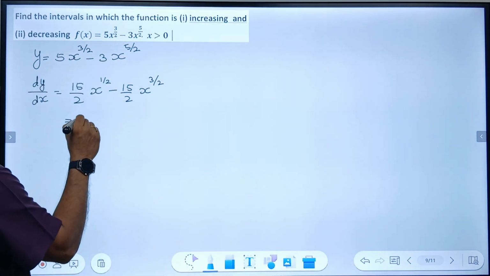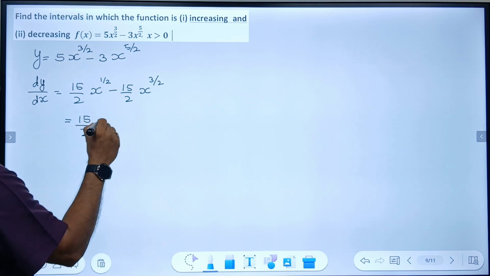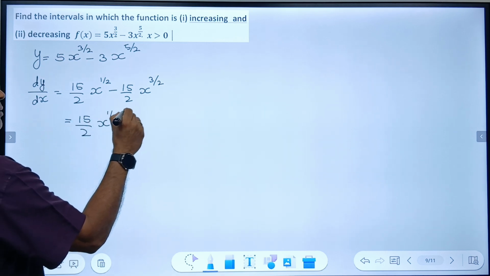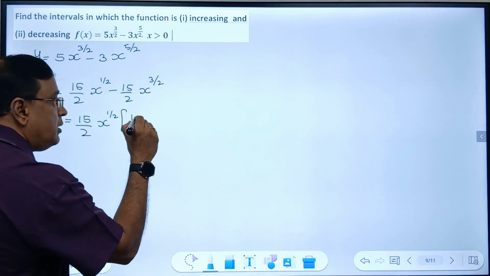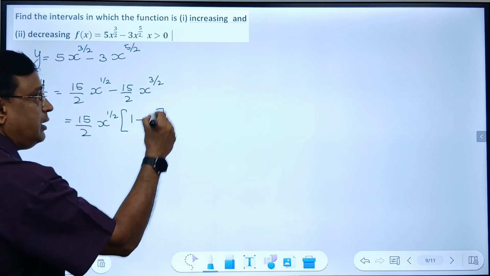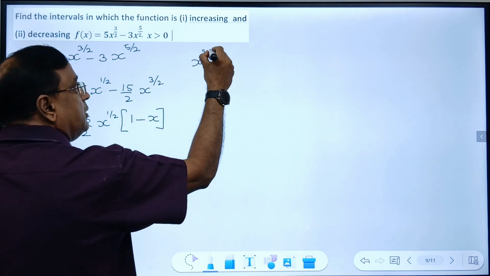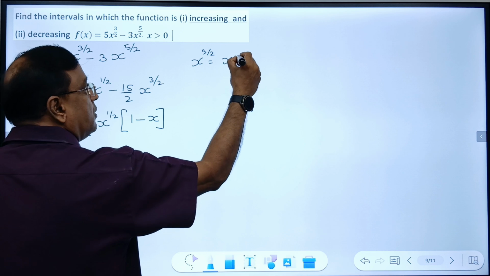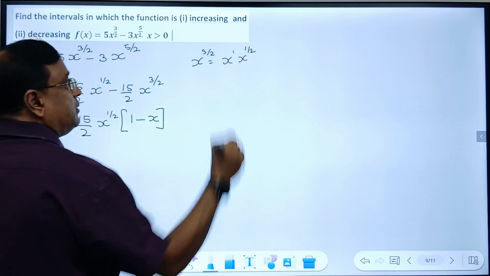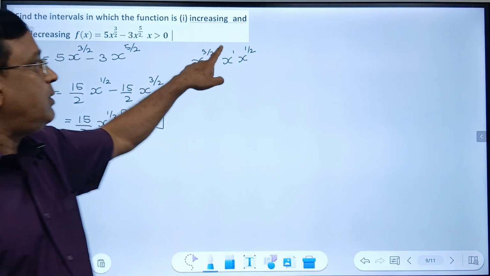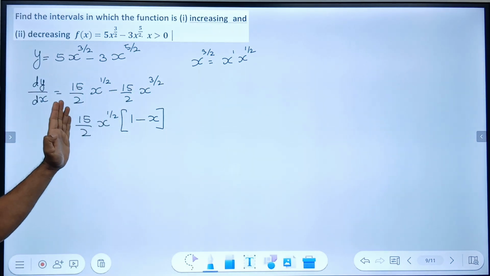Now here what is common? 15/2 is common, x^(1/2) is also common. So what do I get? I will get 1 minus x. Why? x^(3/2) is x, correct? It is x^1 into x^(1/2). So I took x^(1/2) out, so I will get x.